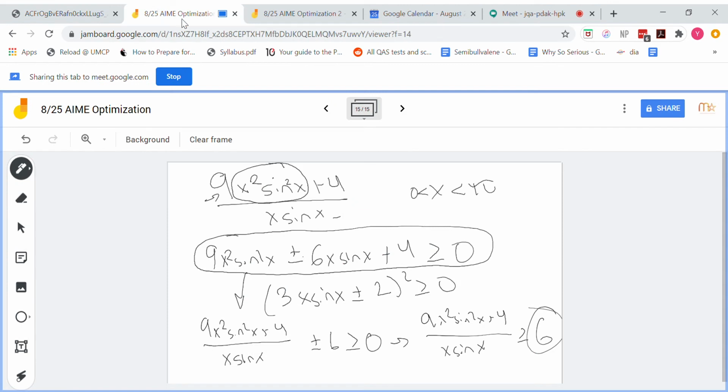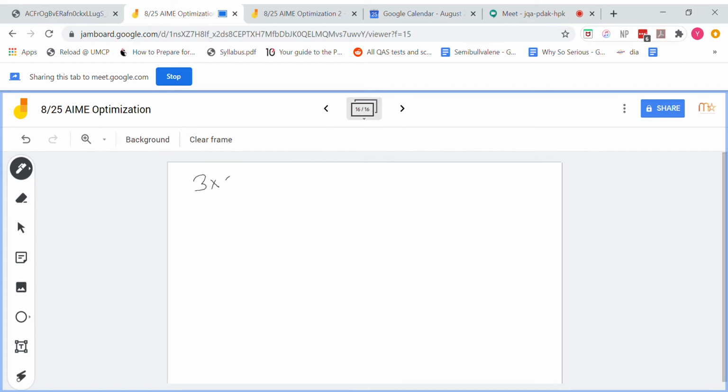Alright, it doesn't even matter what x is. And in fact, we should double check that this works. So we found a lower bound, right? And we want to find a minimum value, which means we must find a solution that satisfies this lower bound. And so the equality case of this inequality is just when 3x sine x minus 2 equals 0. And this is obviously when x sine x equals 2/3.